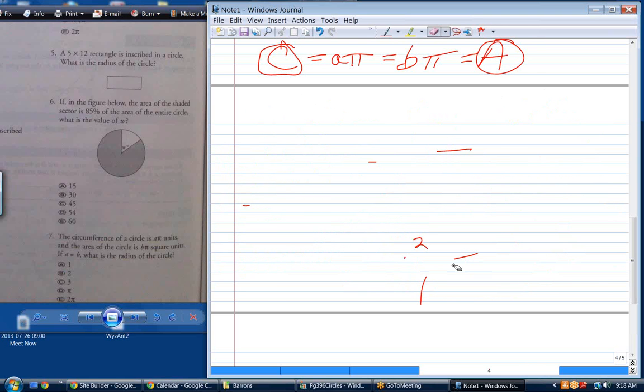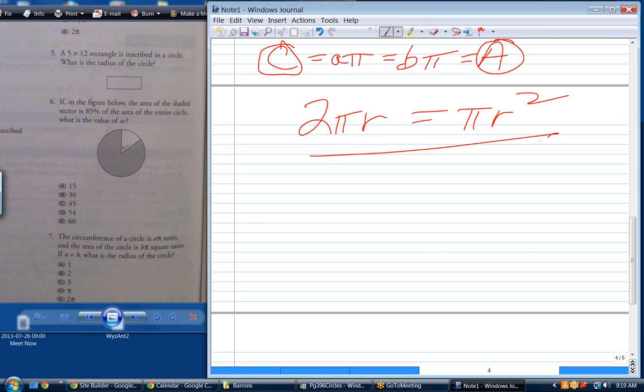Here, let me finish that up. The circumference is 2 pi r and the area is pi r squared. So we can immediately go to there, and then solving for r is rather easy. R is equal to 2.